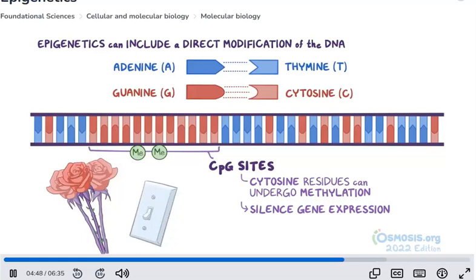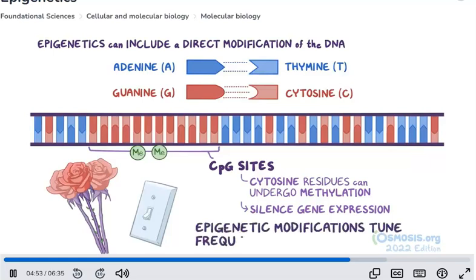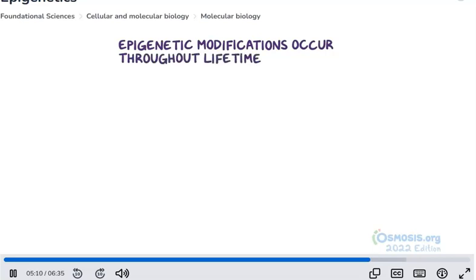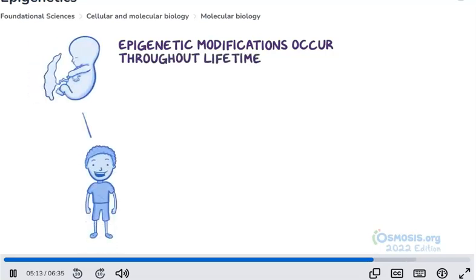It's also important to remember that rather than being an on-off switch, these epigenetic modifications just help to tune the frequency of something happening, like a dimmer switch. So if someone is truly after that rose, it might still get picked, but there'll be some pain involved. Now, the key is that epigenetic modifications on both histones and DNA can happen throughout a person's lifetime, from fetal development through the aging process.